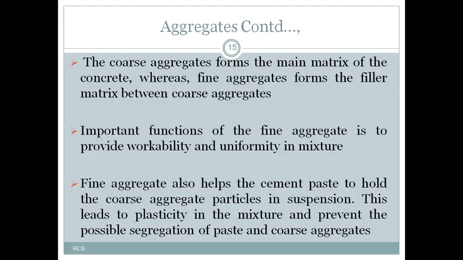The fine aggregate is used to make the mixture workable and uniform. The fine aggregate also helps the cement paste to hold the coarse aggregate particles in suspension. This leads to plasticity in the mixture and prevents possible segregation of the paste and coarse aggregate.